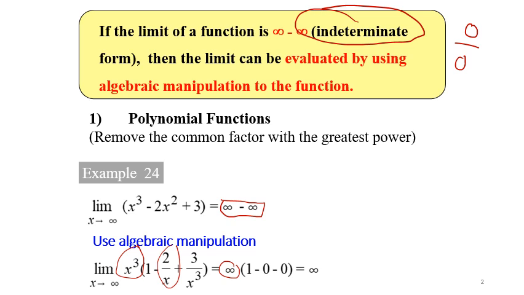So later when we substitute x with infinity, as you can see outside here is infinity, and these two, as we know, will become 0, right? So this is what happened. So at the end, the answer is infinity. Okay.